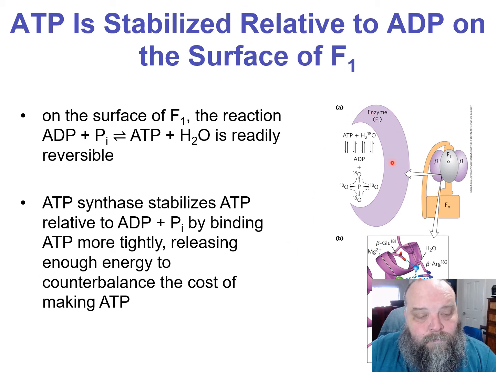F1 is where the actual enzymatic activity occurs. F0, well, look at this. This is structural. It's embedded in the membrane, and it's holding the F1 components, the alphas and the betas, in position.